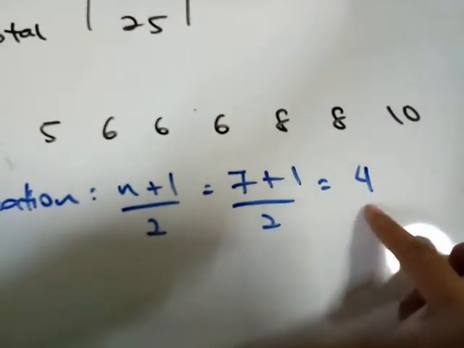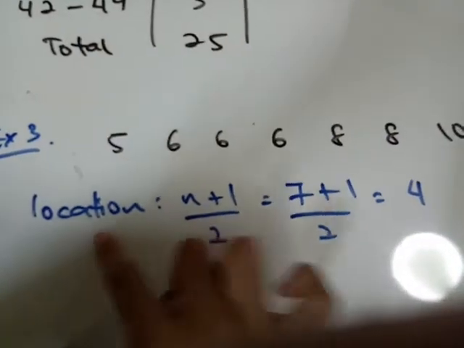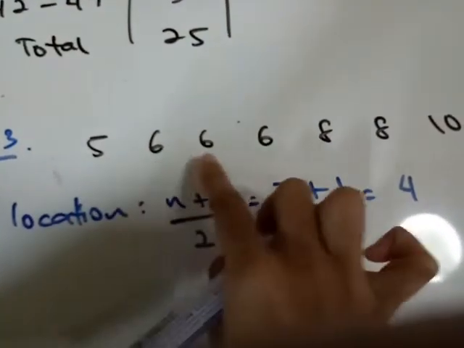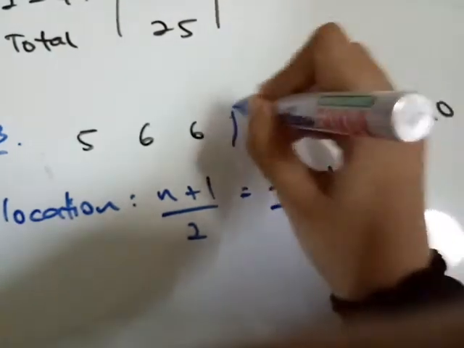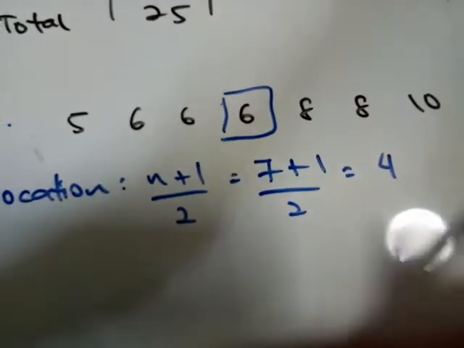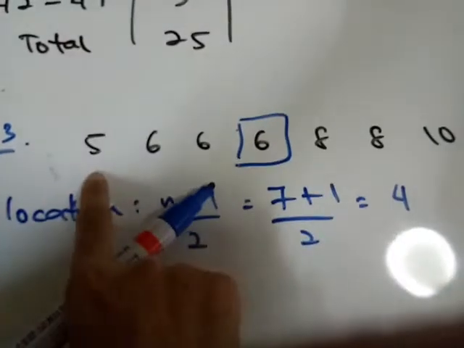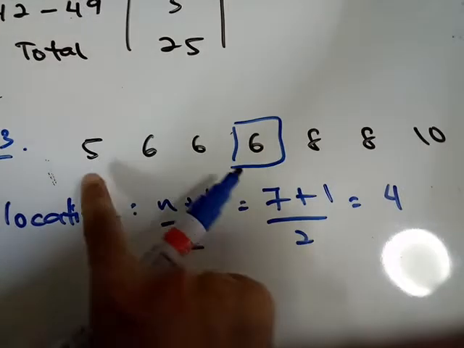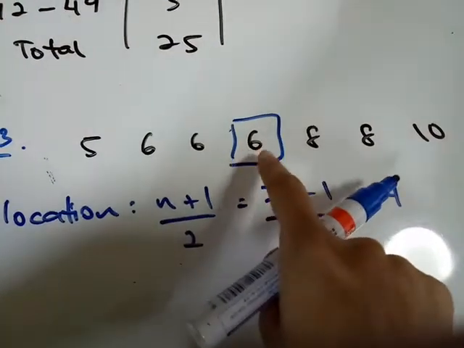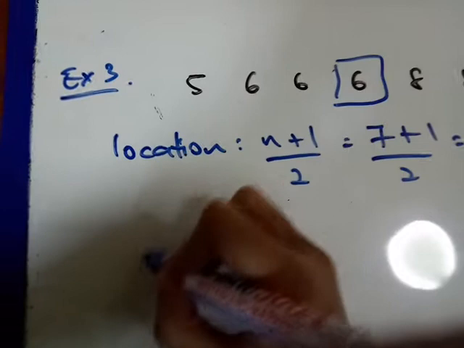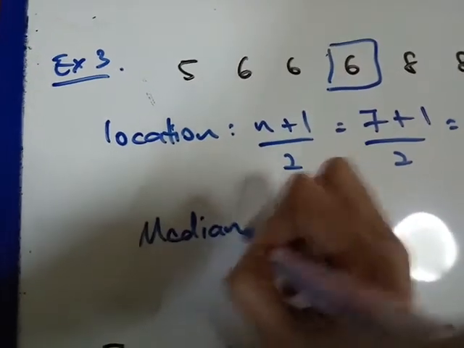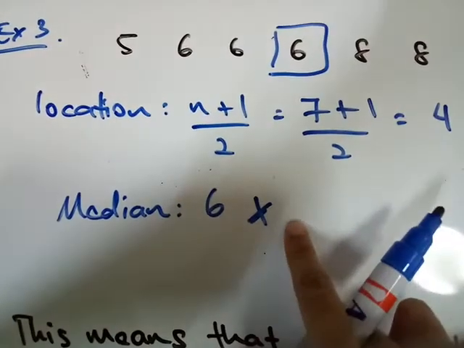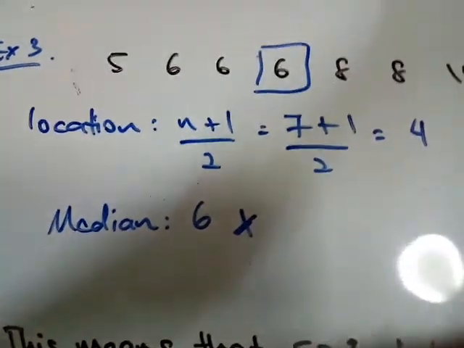So, 4 ni bukan median dia. 4 ni adalah location dia. Okay, location dia 4. So, kat mana dia punya median? 1, 2, 3, 4. So, this is median. Awak kena kira lah kat mana location yang keempat. So, 1, 2, 3, 4. So, this is median dia. Then awak kena bagi tahulah, the median is 6. This is the answer.